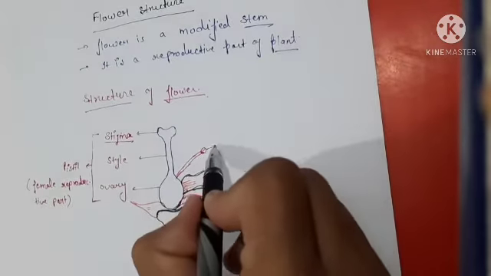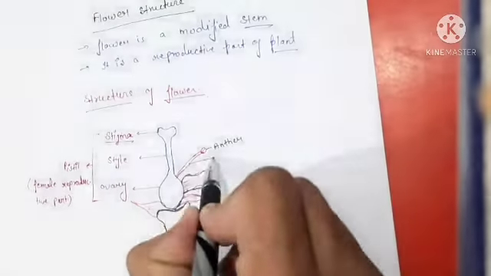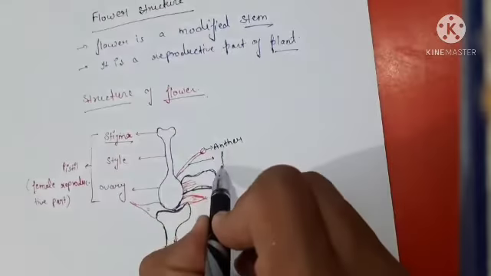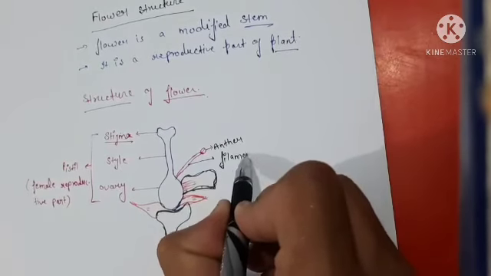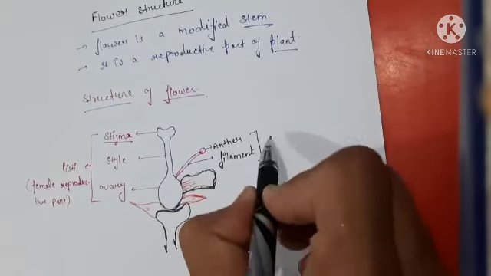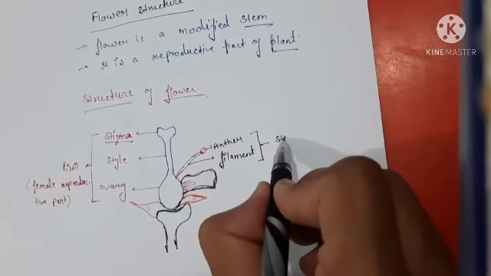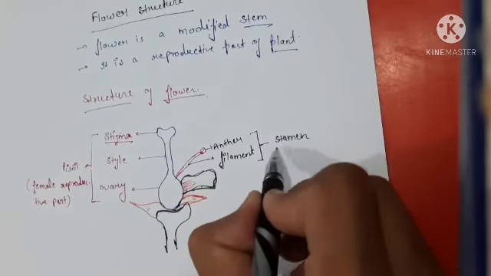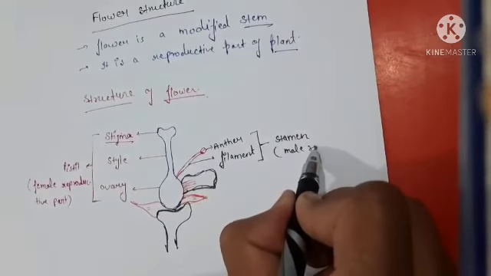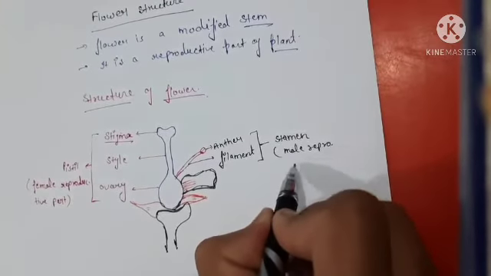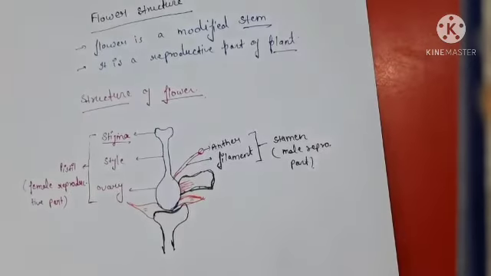Here friends, this one is called anther, this one is called filament. Anther and filament collectively are called stamen, and it is the male reproductive part in the plant.